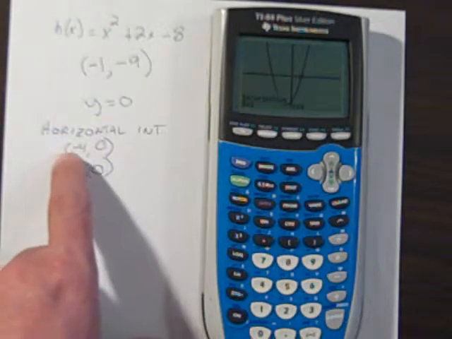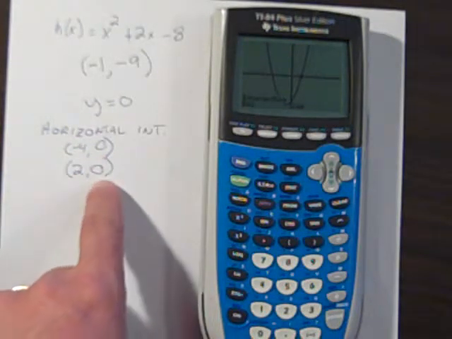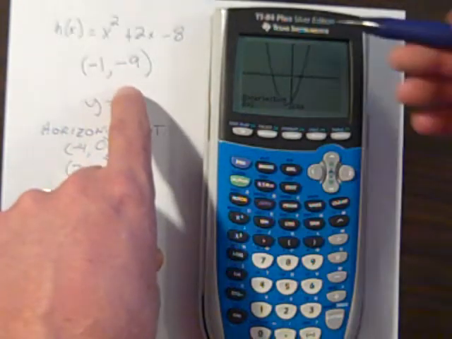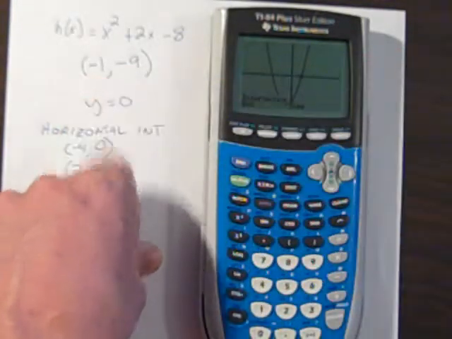So my two intercepts are -4, 0 and 2, 0. And my vertex, which is my absolute minimum here, is -1, -9.